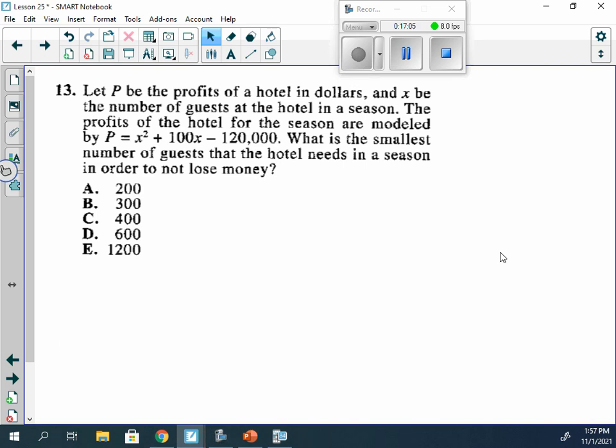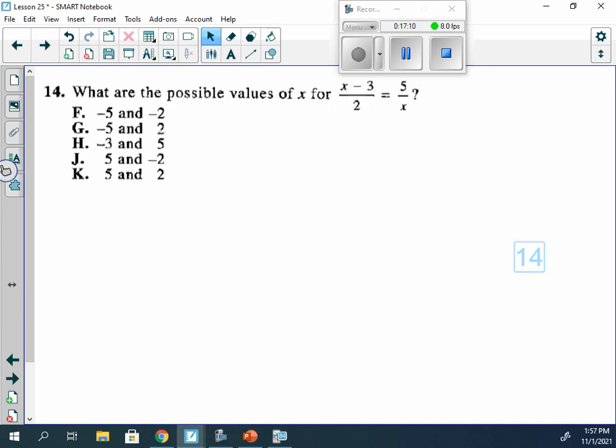Now this one here would be similar. It's just figuring out when p is 0. But this one here is the last one I want to look at. What are the possible values of x for this here?